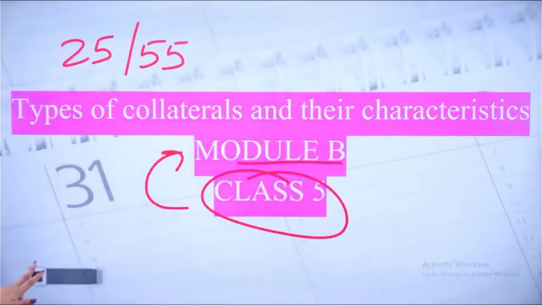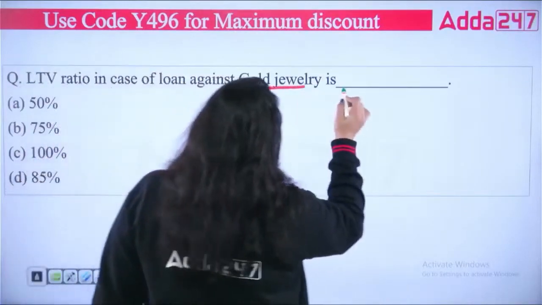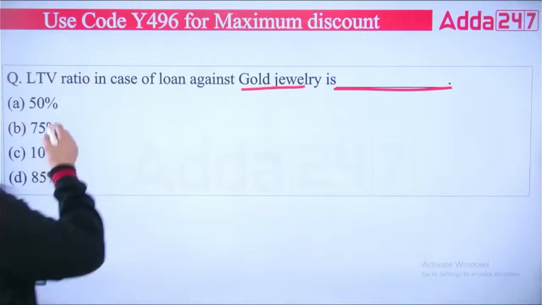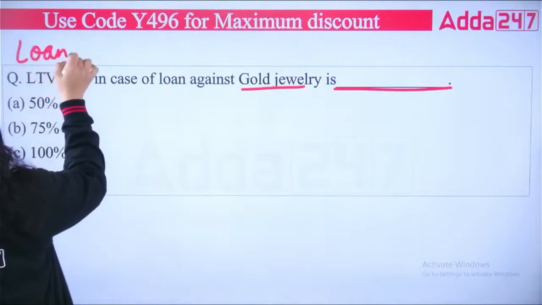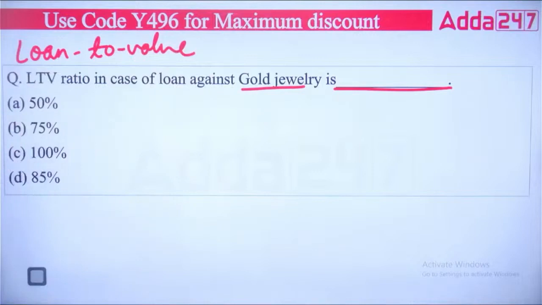Okay, so let's start with the first question, which asks about the LTV ratio in the case of a loan against gold jewelry. What should be the LTV ratio in the case of a loan you are taking against gold jewelry? So what is LTV actually? It is loan to value. What should the loan to value ratio be?